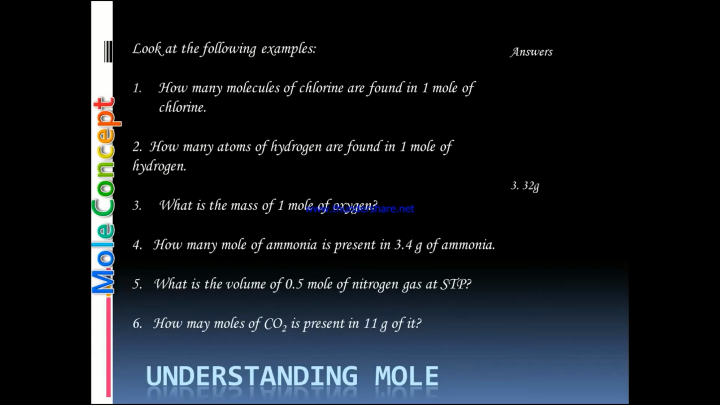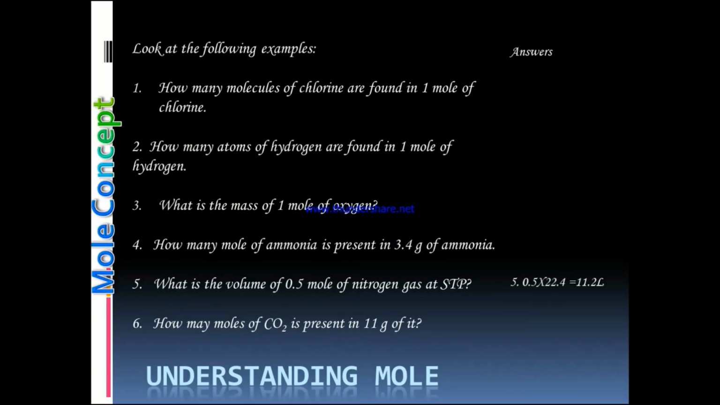How many moles of ammonia are present in 3.4 gram of ammonia? Ammonia, the gram molecular mass is 17 gram. That means in 17 gram, 6.022 into 10 to the power 23 molecules are present. You can apply the unitary method. In 1 gram, it contains 6.022 into 10 to the power 23 divided by 17. In 3.4 gram, you can find it is 3.4 by 17, that is 0.2.